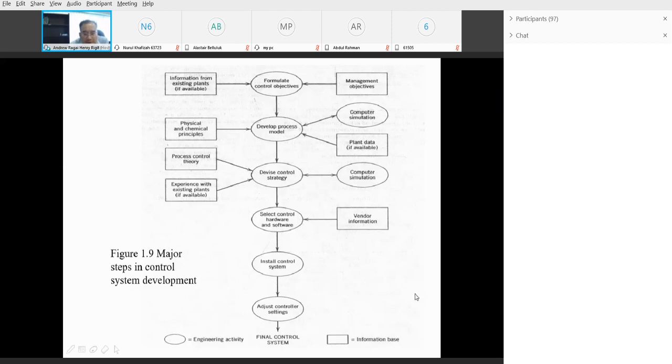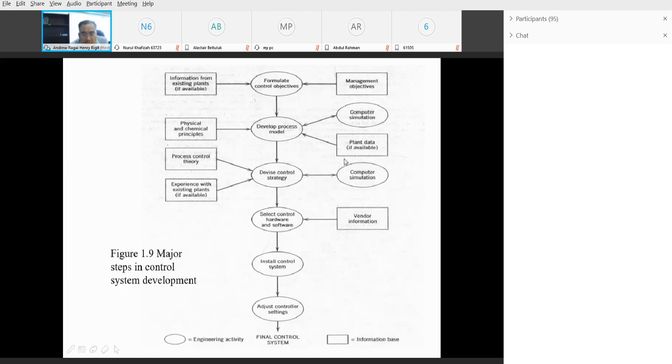So this is the final slide that we covered last week on Friday. We divide the activity into engineering activity and also information-based activity. So in the circle is the engineering activity. We started with formulating the control objective, with the management objective or input there, together with information from existing plants if available.